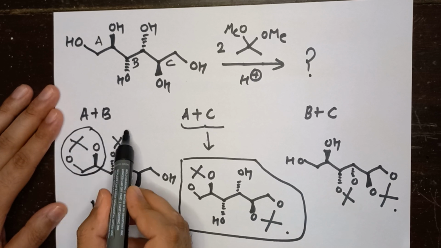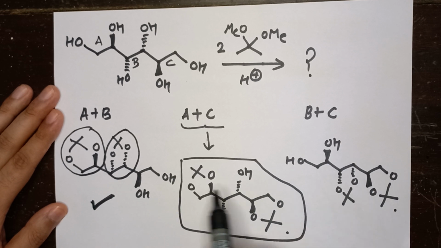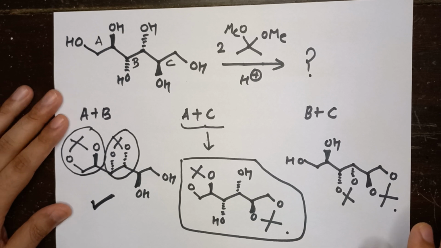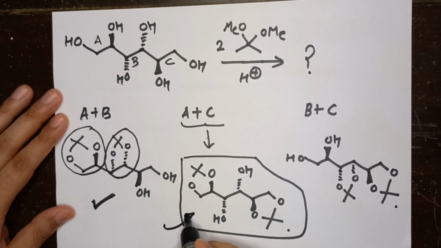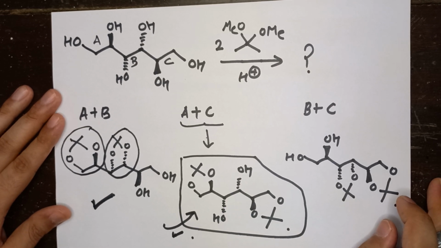This is so close to this one, right? This is so close to this one. But these two diols are sitting very far from each other comfortably, no problem. So that's why this A plus C is going to be the main product, simply because of the hindrance reason. And this is the main product.